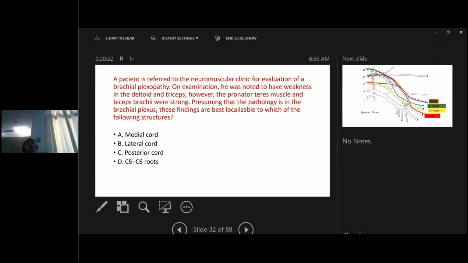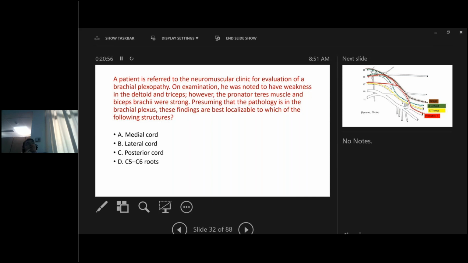Musculocutaneous. Musculocutaneous comes from the lateral cord, so the lateral cord is fine. And also the pronator teres comes from the middle cord and lateral because it's C6, C7, correct? Let's say you don't know that, that's fine.